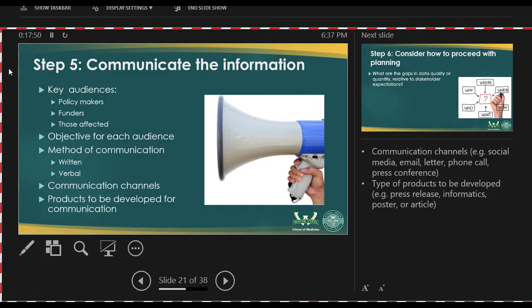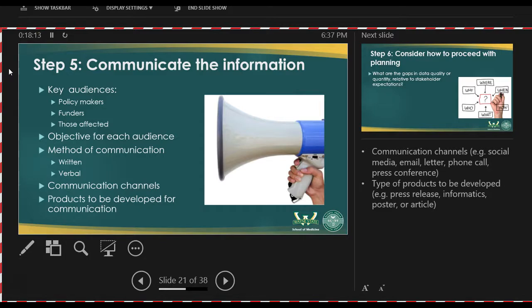You must figure out who your key audiences are. You must find out who the policymakers are, who the funders are, and who is affected, like the patients who are affected by this. You have to get that data back to them. What is the objective for each audience? The data is full, and you don't want to give everything to every audience. So you want to cater the data to each audience separately.